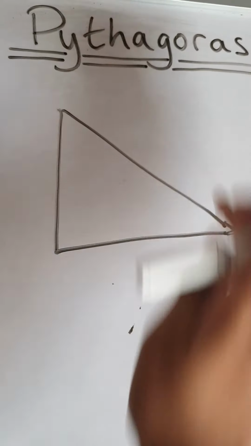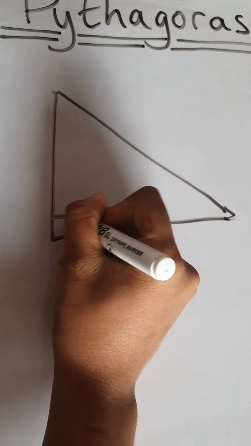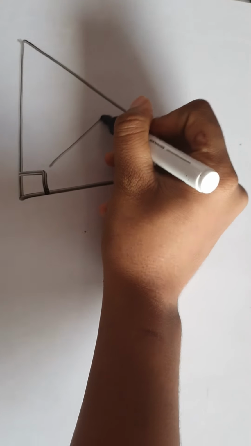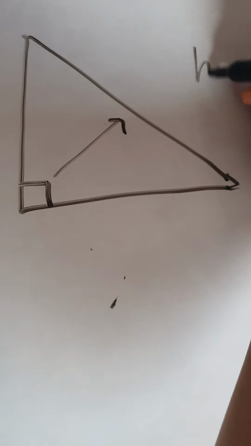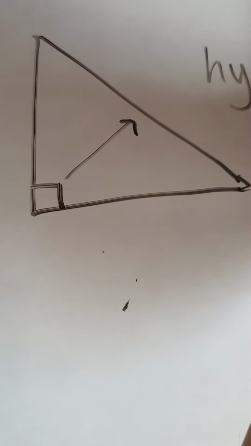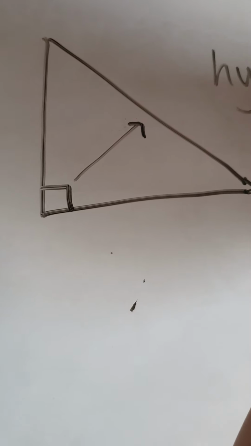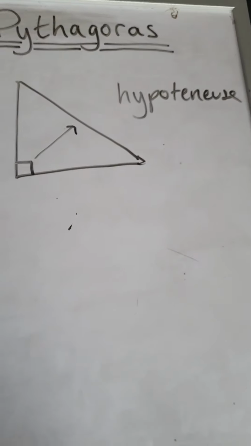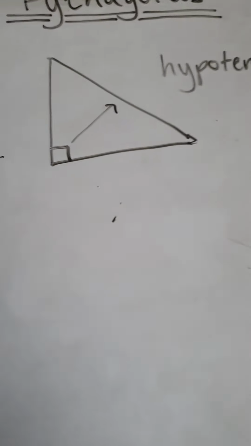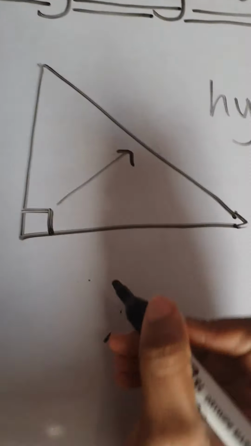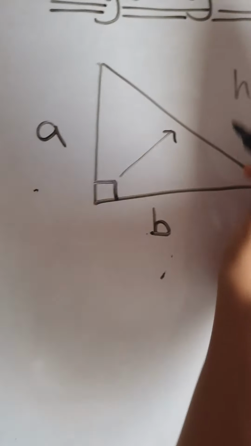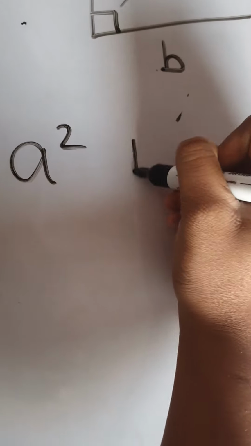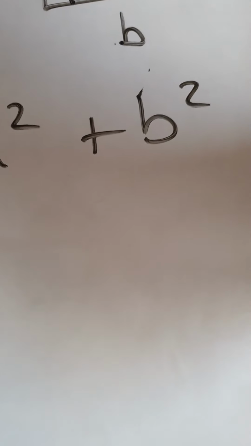Now, how do I know that that is the longest side? Well, if this is my right angle, opposite my right angle is always something called the hypotenuse. The hypotenuse is always the longest side. I really do apologise if I spelled that wrong. So, if this side is A, and this side here is B, and this side here is C, the theorem states that A squared plus B squared equals C squared.